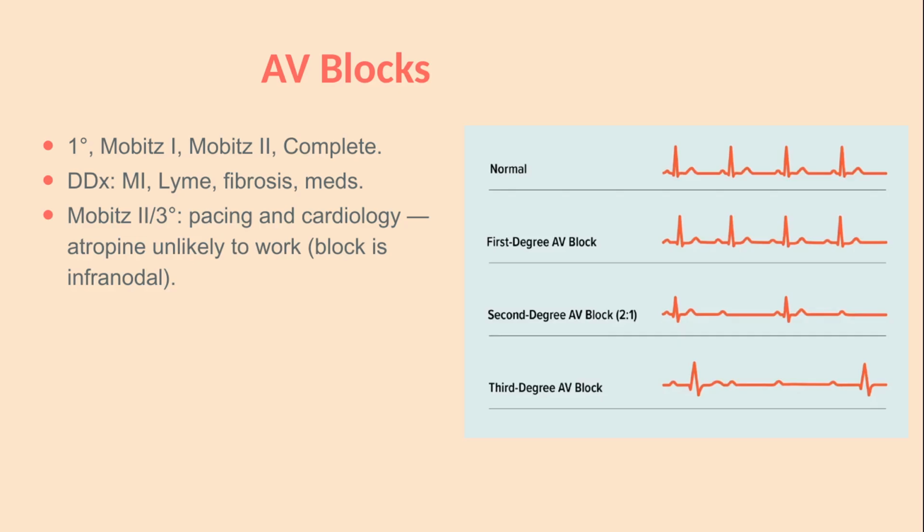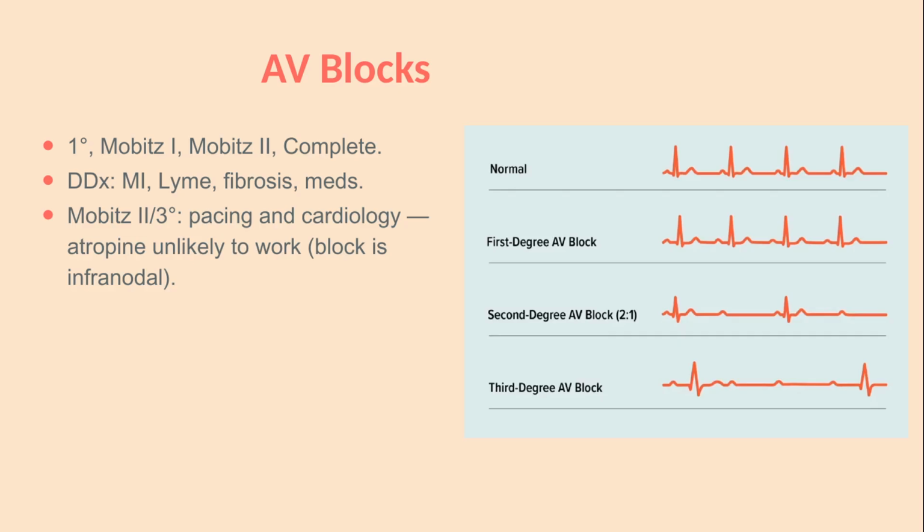Mobitz 2 is different company. Beats drop suddenly with no PR lengthening because the lesion lies below the node in the His-Purkinje system, and it can collapse into complete heart block without any warning. Complete or third-degree block shows atria and ventricles beating independently with an escape rhythm whose width and rate tell you how low and how unreliable the backup pacemaker is. The differential includes myocardial infarction, Lyme carditis in the right exposure history, age-related conduction system fibrosis, and nodal blocking medications.